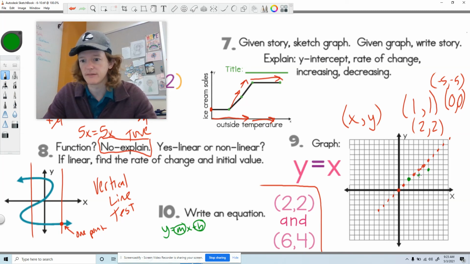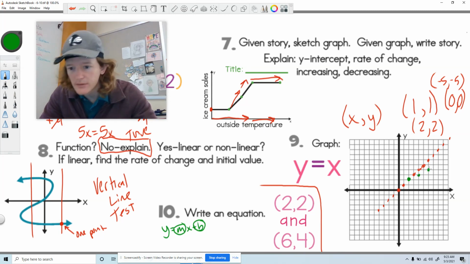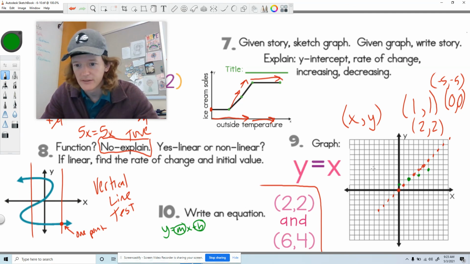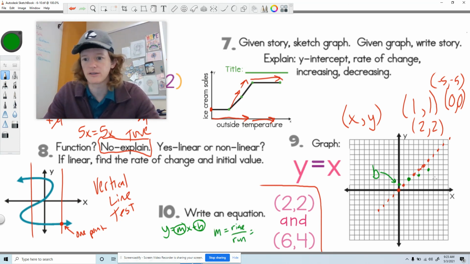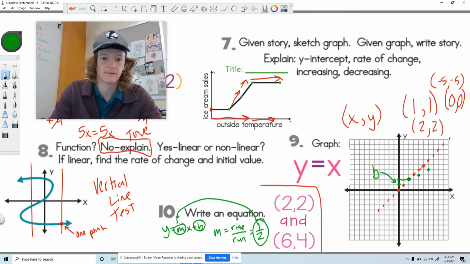We're going, so we go down 1 left 2, down 1 left 2, down 1 left 2. So here's our B right here. And our slope, that's our rise over our run. Looks like we go up 1 to the right 2. Okay, so plug that into here and then put that value for your y-intercept in for B.